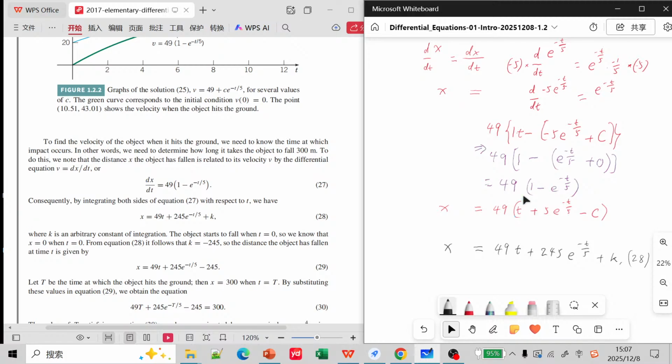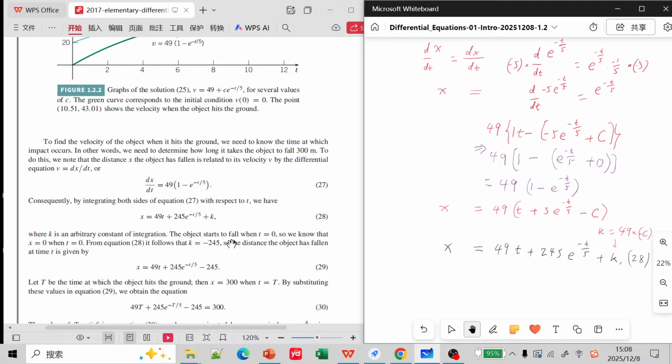And we just expand this bracket: times 5 is 245, and this 49 times minus c, we can let k be 49 times minus c, and we can write here, yes, where k is an arbitrary constant of integration.